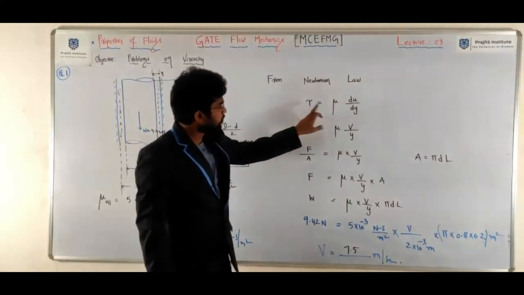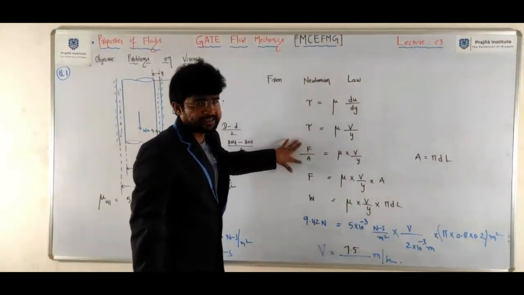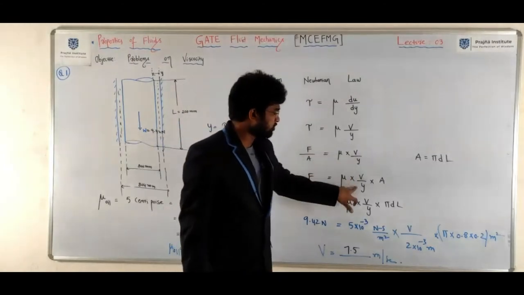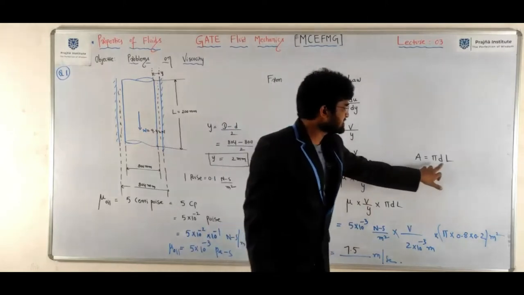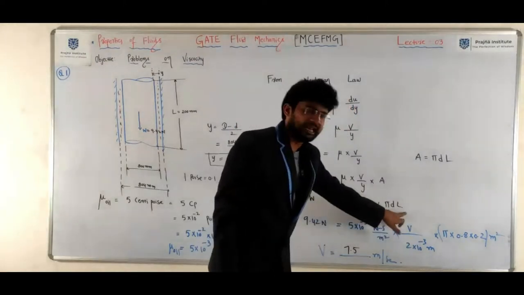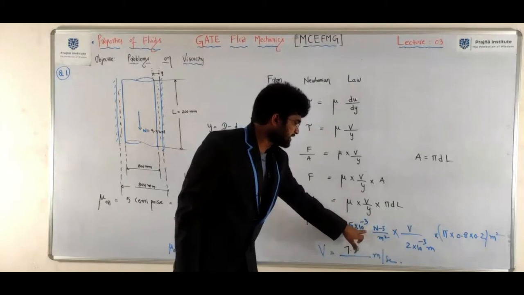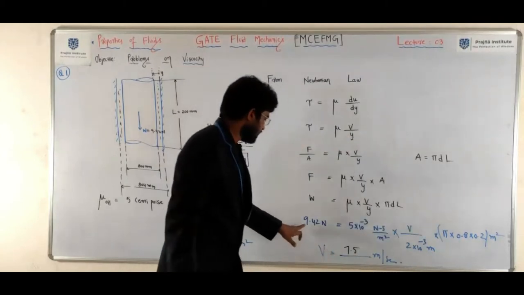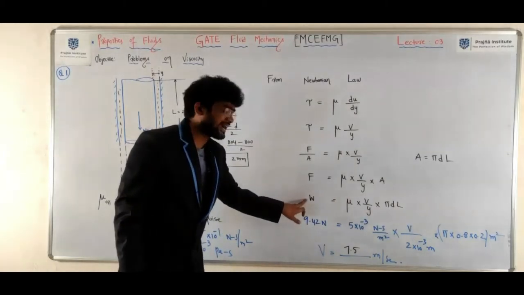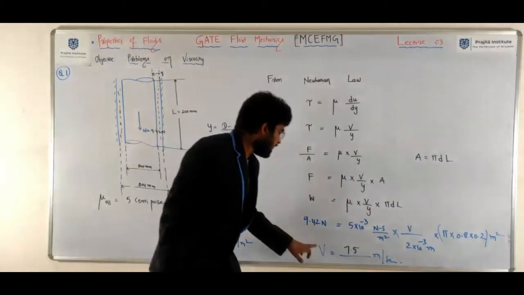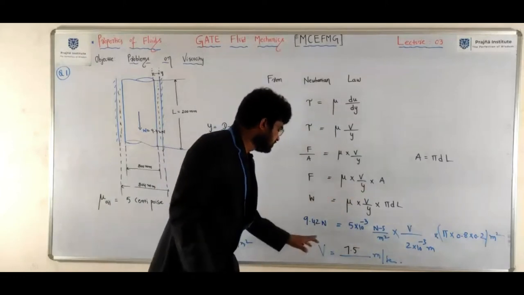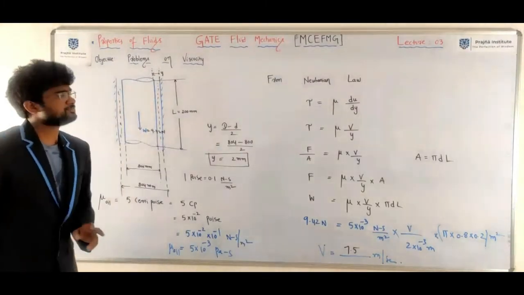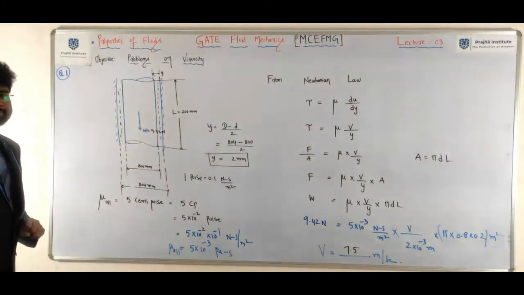After that, tau is equal to F by A, equal to mu into V by y. Next, F is equal to mu into V by y into A. A is nothing but the surface area, pi D L. Mu is 5 × 10⁻³, V, and y is the radial clearance. Pi D L times W is 9.42, acting as a shear force. Now, finally, after doing the calculation, the velocity is equal to 7.5 meter per second. Okay, next.